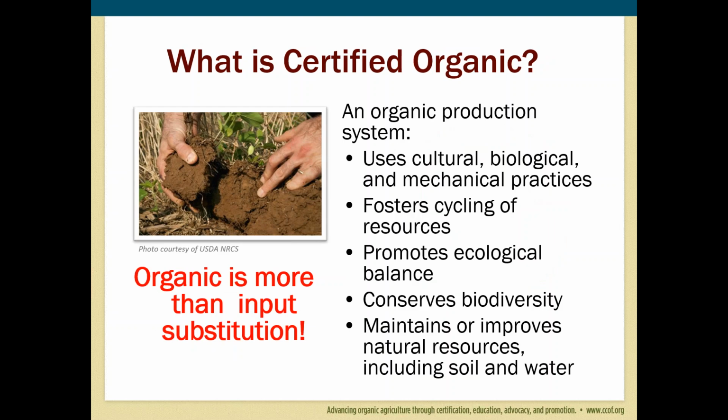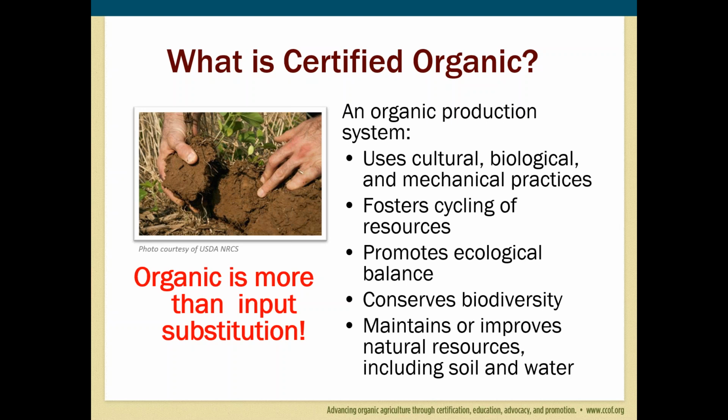But let's back off from all of that bureaucratic talk and talk about what it actually means to grow crops organically under the NOP regulations. First of all, an organic crop production system is defined in the regulations as one that responds to site-specific conditions by integrating cultural, biological, and mechanical practices that foster the cycling of resources, promote ecological balance, and conserve biodiversity.